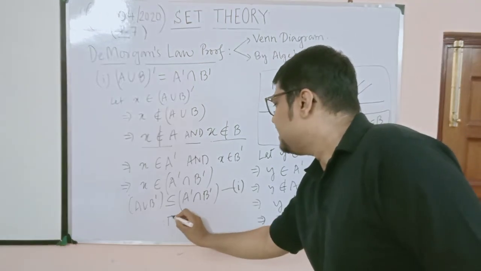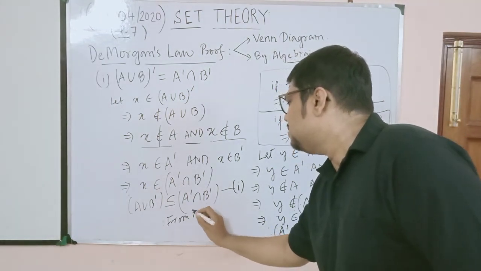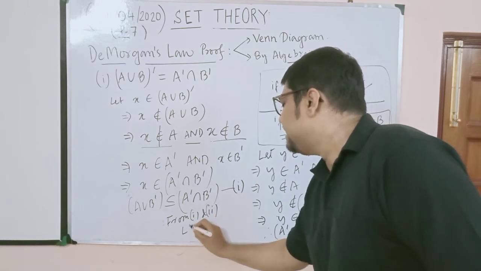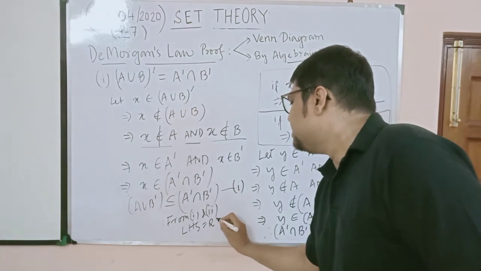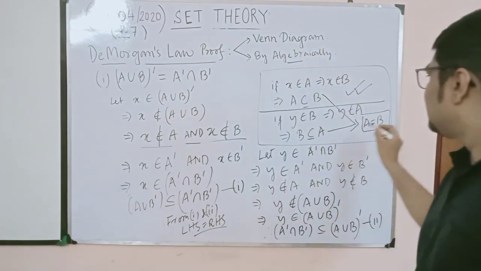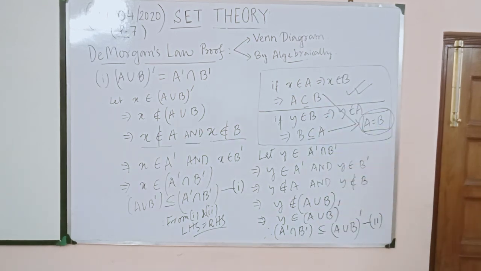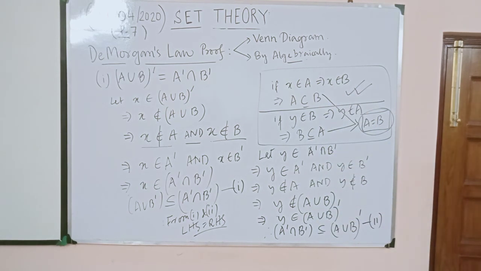So we can say that from 1 and 2, LHS is equal to RHS. When both are subsets of each other, A is a subset of B and B is also a subset of A, we get A equals B. Here also the right hand side is a subset of the left hand side, as well as the left hand side is a subset of the right hand side. So we get both the parts to be equal.